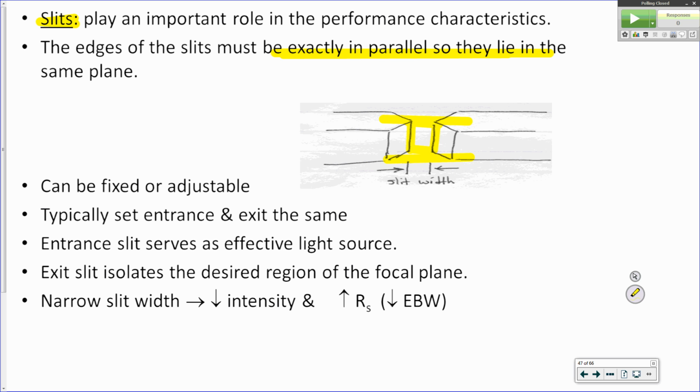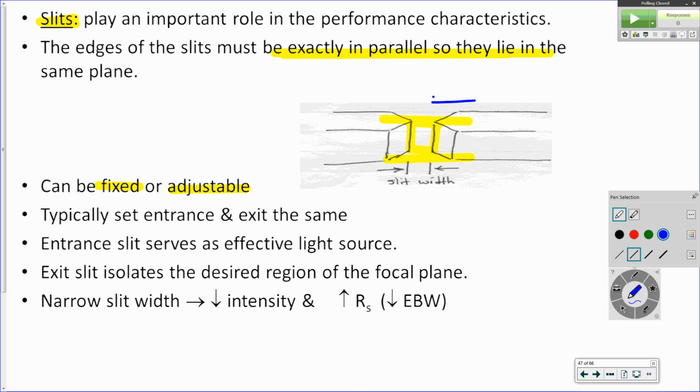Upper end instruments, they're going to be adjustable. Low end instruments, they're going to be fixed slit width. The Spectronic 20, the 20 in Spectronic 20 means the 20 nanometer slit width. Okay, so that's the bandwidth that's coming through the instruments. The Shimadzu one's adjustable. You can have these things come in close to only select a very narrow portion of the focal plane, or you can open up wide to get more power.